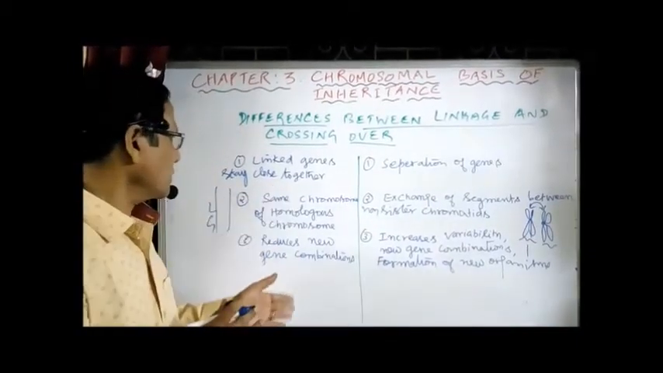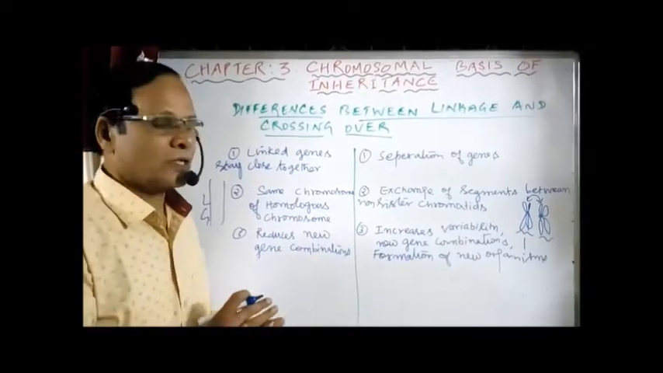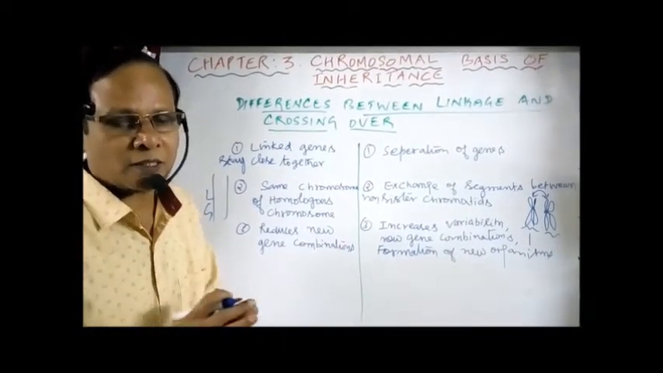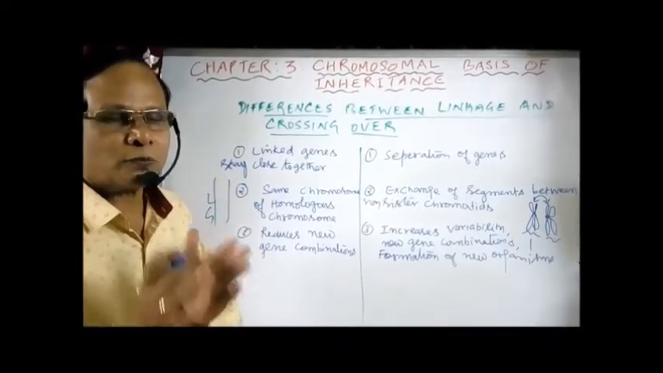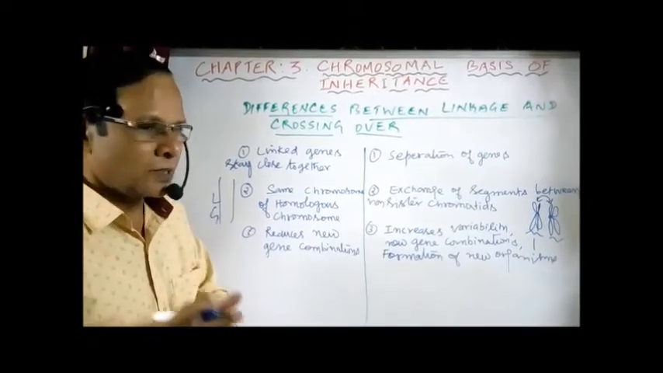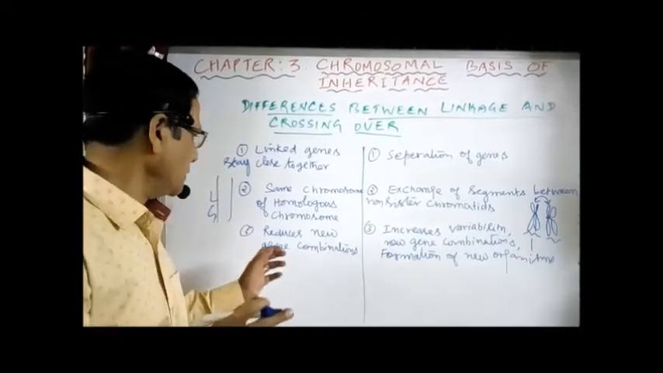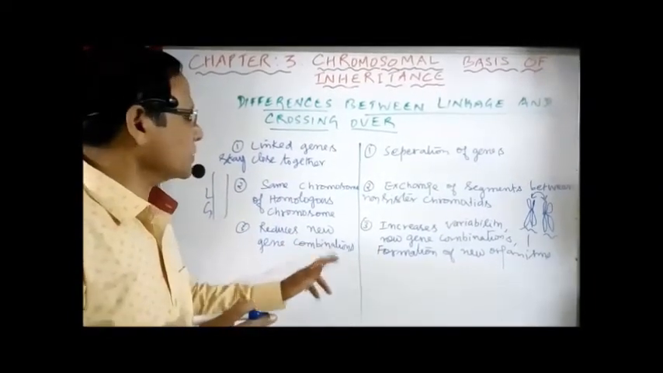Now the third one, what is its significance? Linkage reduces new gene combinations. No new gene combinations occur except in the case of incomplete linkage. In complete linkage, there is complete absence of new combinations. But in the case of incomplete linkage, some crossing over occurs, so we have new combinations. Anyway, linkage reduces new gene combinations.